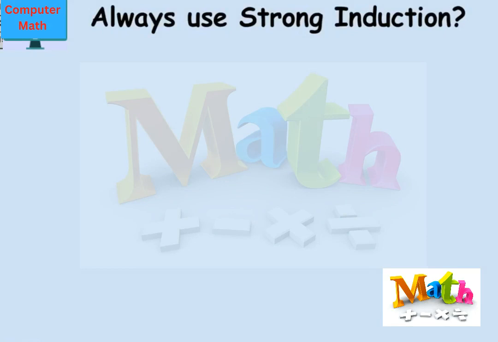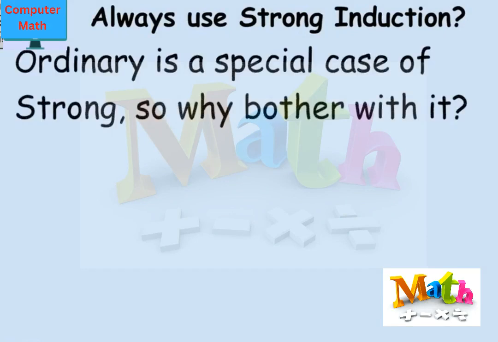First of all, it's clear that ordinary induction is a special case of strong induction. In ordinary induction, you're allowed to assume only P of n. In strong induction, you can assume everything from P of 0 up to P of n to prove P of n plus 1. But you don't have to use all the extra assumptions. You could just use P of n, so any ordinary induction can be seen as just a special case of strong induction. It would be a little misleading to call it strong induction, but it is strong induction.